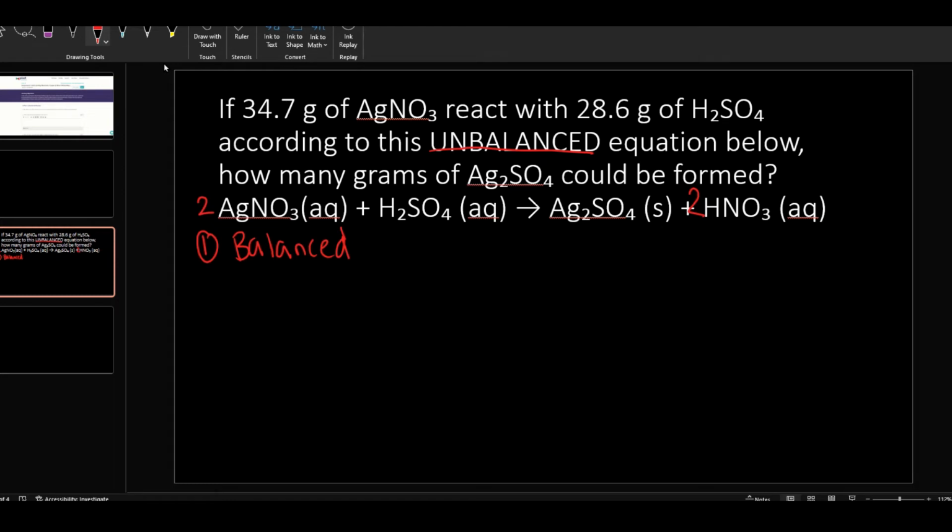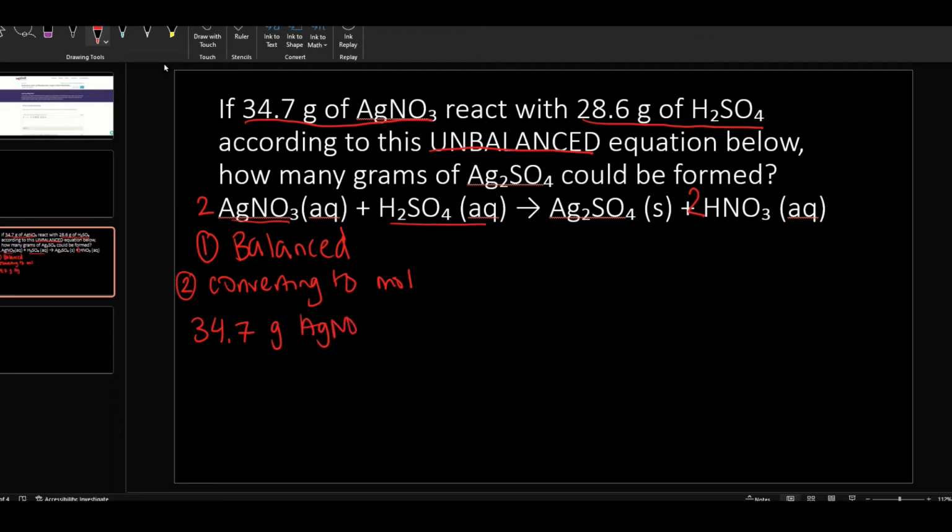And I have the measurements of each reactant, right? AgNO3 and this mass of H2SO4. So in the exact same way where you just measured the 2 different masses of silver nitrate and then copper, and then you have to calculate them to moles, we're going to do that. So we are starting by converting to moles. So I am starting with 34.7 grams AgNO3 and 28.6 grams H2SO4.